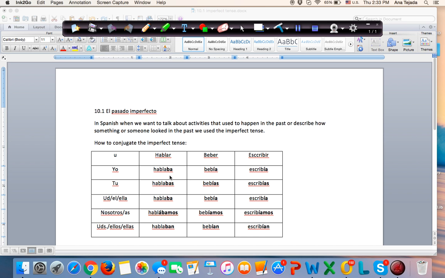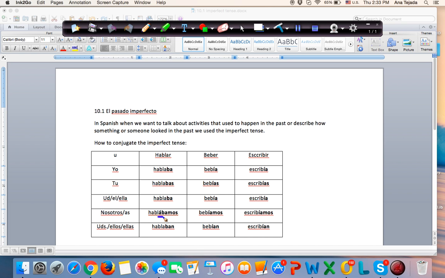As you can tell here, the only different thing from all the other endings in the AR endings is that in the nosotros form, the first A of the ending is going to have a tilde. Hablábamos. That is just to keep the intonation of the conjugation.